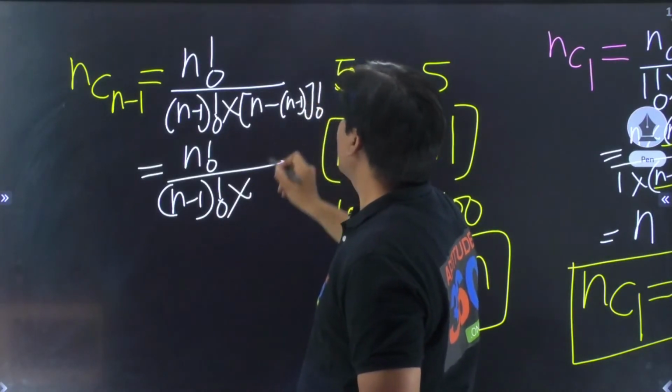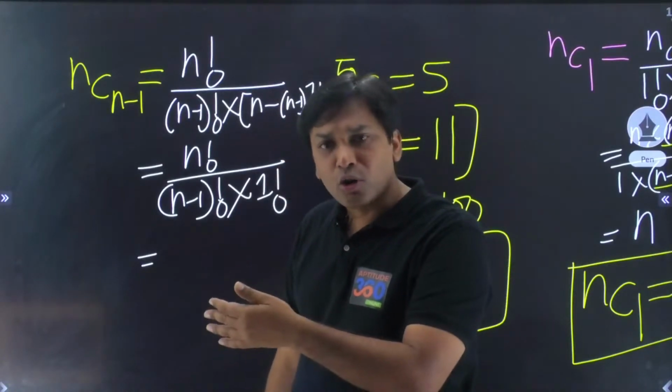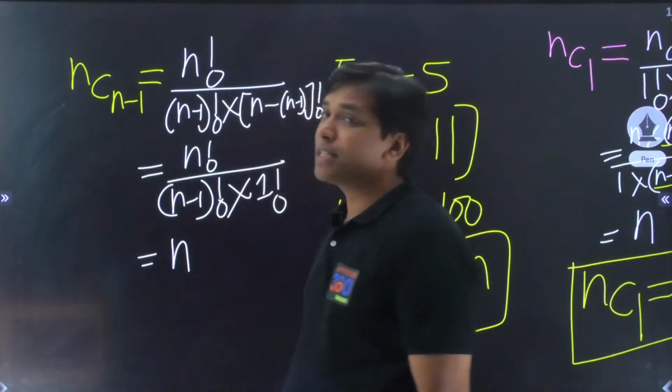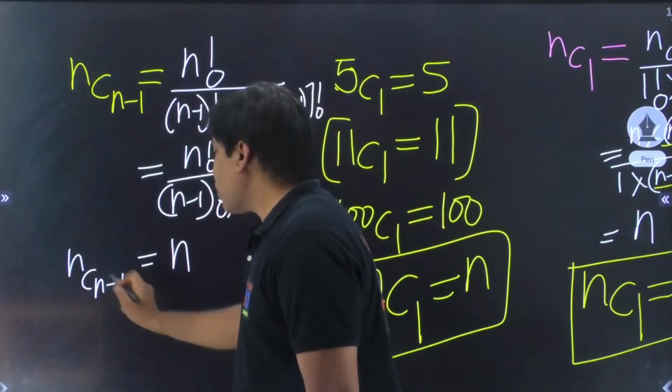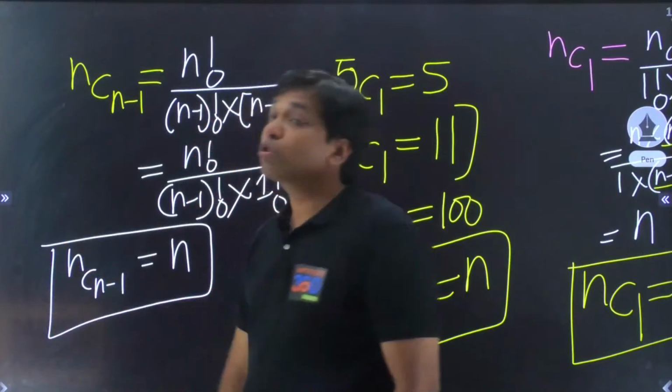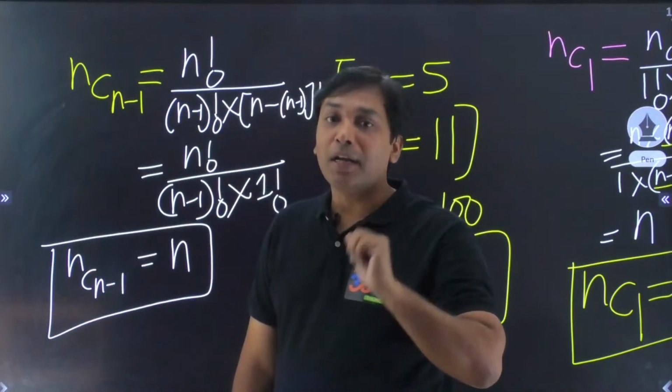Into nothing but 1 factorial. Now, isn't it nothing but what we solved earlier? If you look at this, this is coming out as n. So nC(n-1) is also coming out as n. Now, what is the interpretation of this? We need to understand that well.